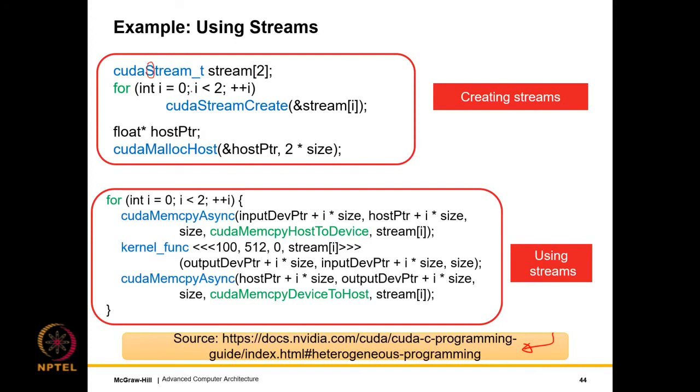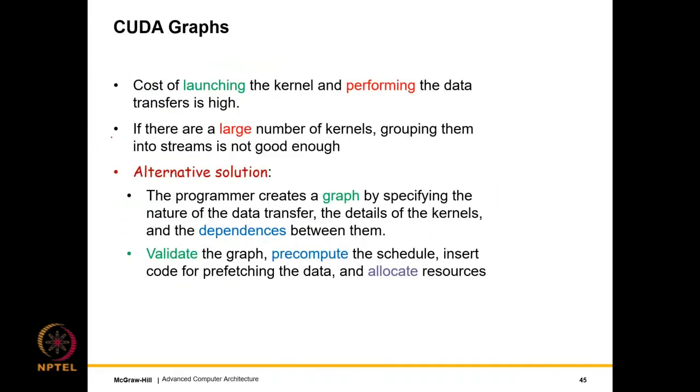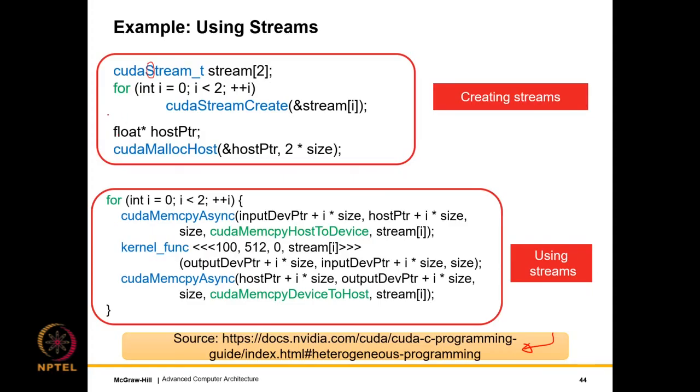Then we have a for loop. It doesn't go very far, just two iterations, so we create two streams. And also we create a floating point array. Sorry, we create one floating point array and we just do a cudaMallocHost on the host. Now for both the streams, if you can see the for loop, this goes from 0 to 2, which is for both the streams.